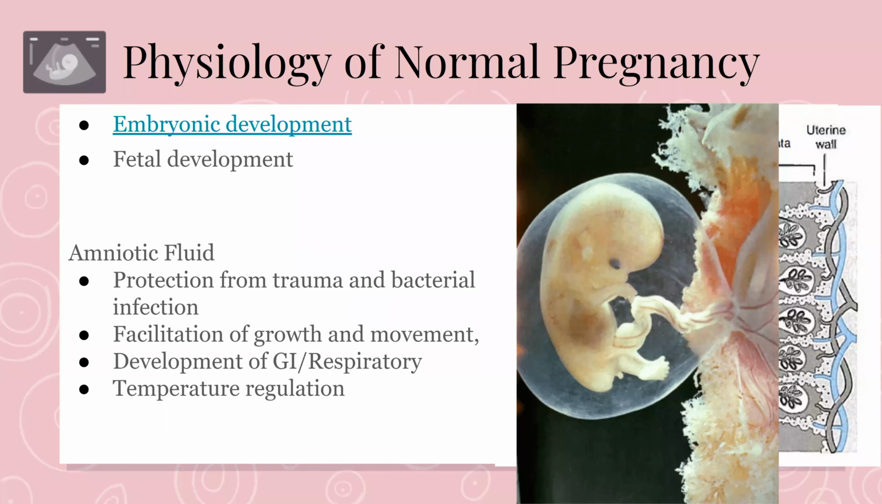The physiology of a normal pregnancy. We'll go through some of this. The amniotic fluid helps to protect the baby from trauma and bacterial infection. It also facilitates growth and movement. So if you don't have enough, then you can have issues with the development of the fetus or embryo. It also helps develop the GI and respiratory tract, and so the baby kind of breathes in this amniotic fluid.